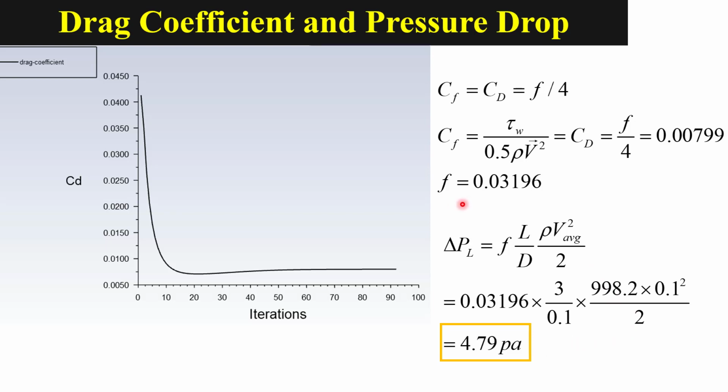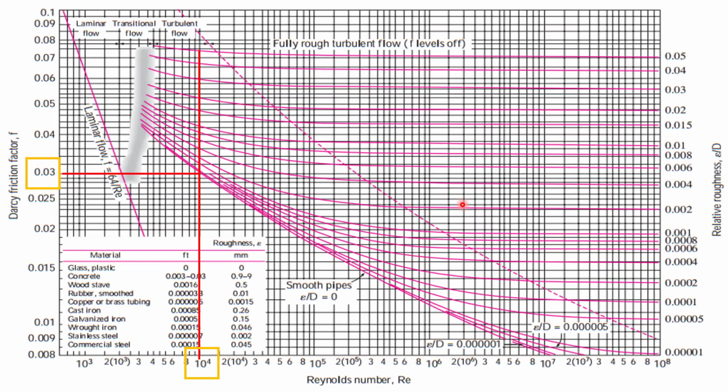The Darcy friction factor can also be found by this Moody's chart. As our Reynolds number value was 9952, that means 10 raised to power 4, and for smooth pipes the value of Darcy friction factor is around 0.03, which closely matches our hand calculations.